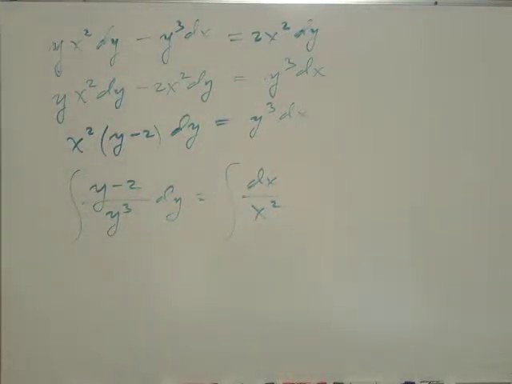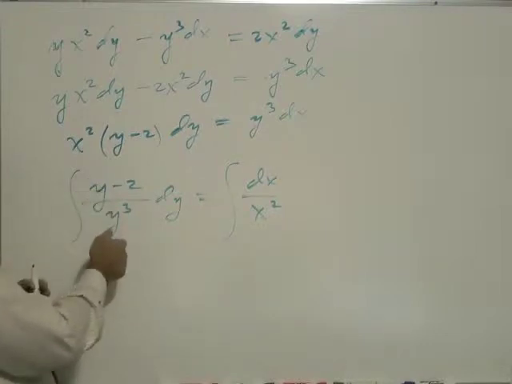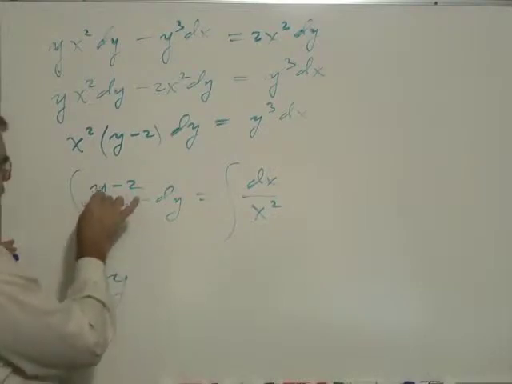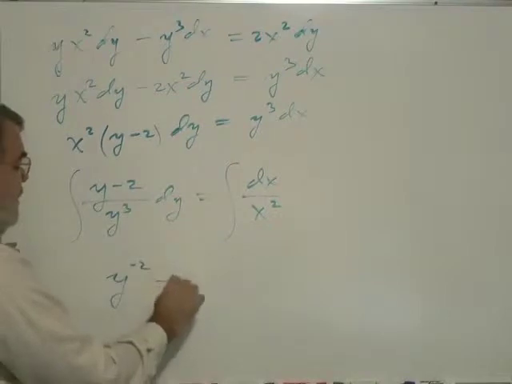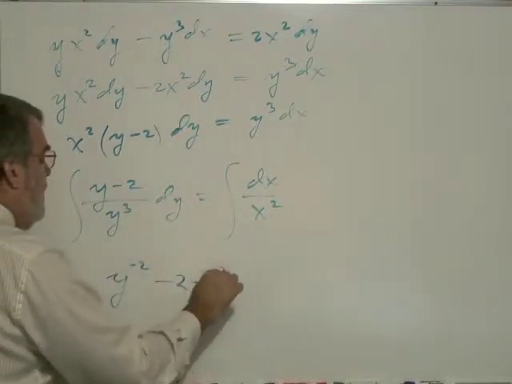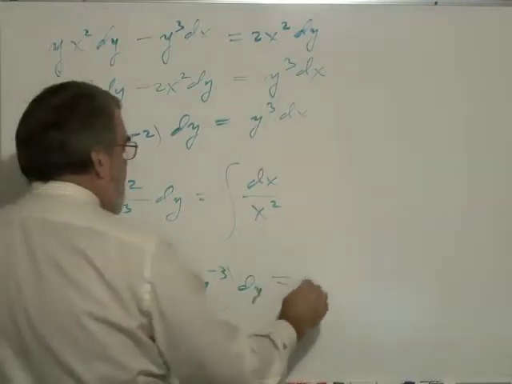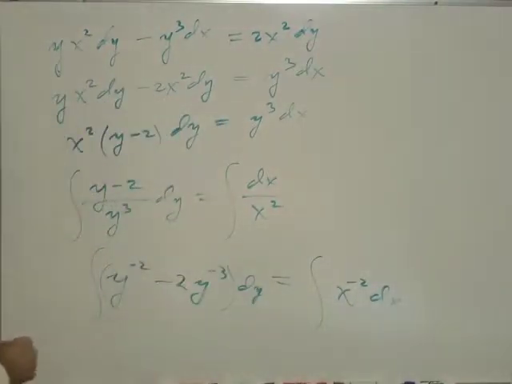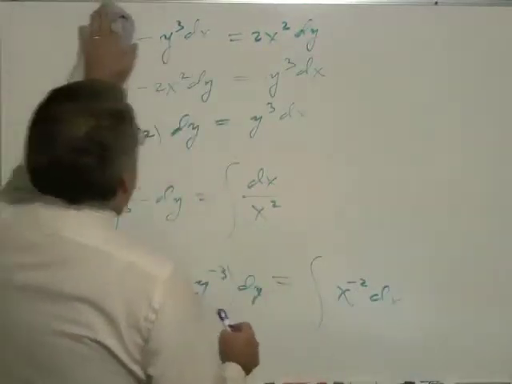So we'll integrate. Now to make this a little easier to think through, over here I've got y minus 2 over y cubed. I'm going to divide y to the third power into both these terms and write it this way. So this y over y cubed is y to the minus 2 power, and then minus 2 times y to the negative third power dy. On the right side I'm integrating x to the minus 2 dx. So that will probably make the antiderivatives a little easier to go through here.